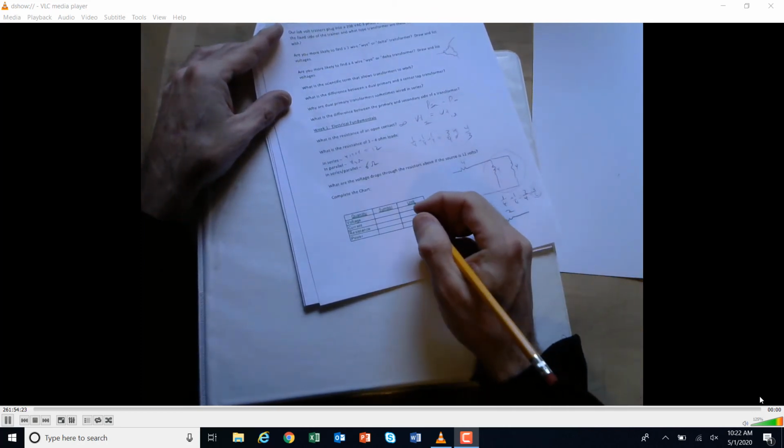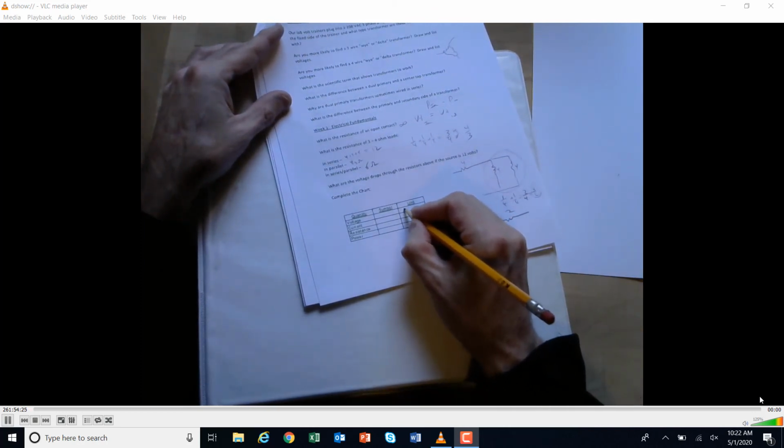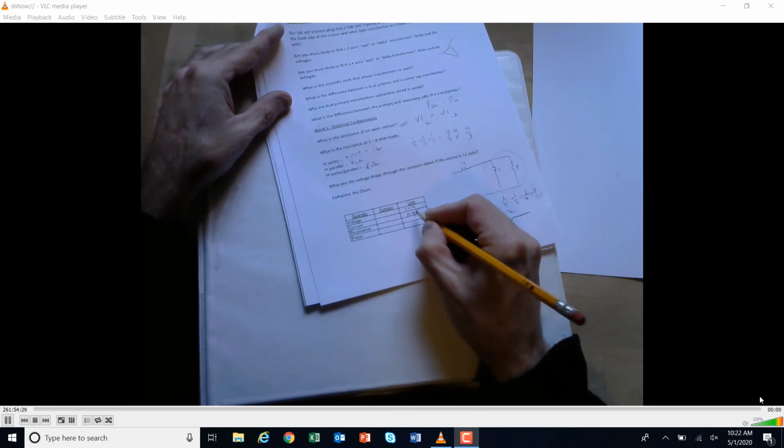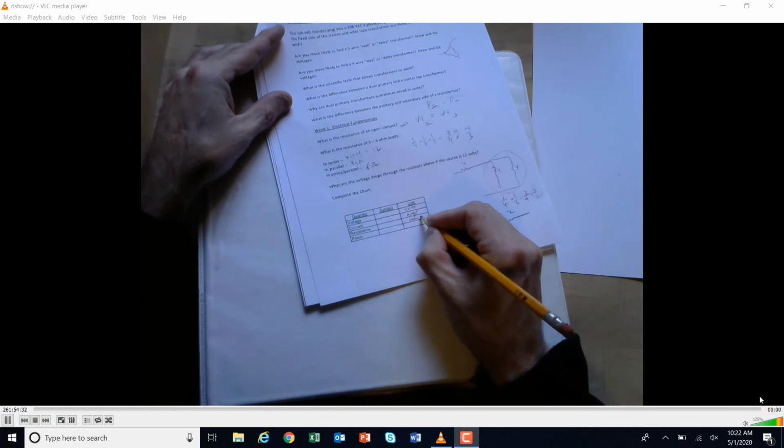You want to take a look at it. Complete the chart. Voltage, the unit is volts. Current is amps, ohms, and watts. Volts, amps, ohms, and watts, right?